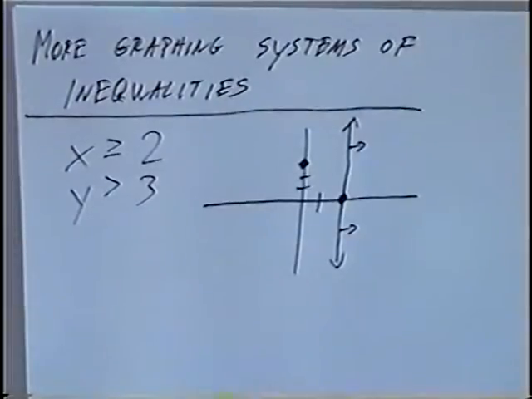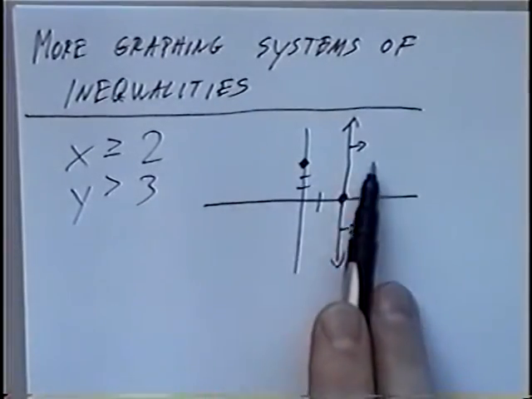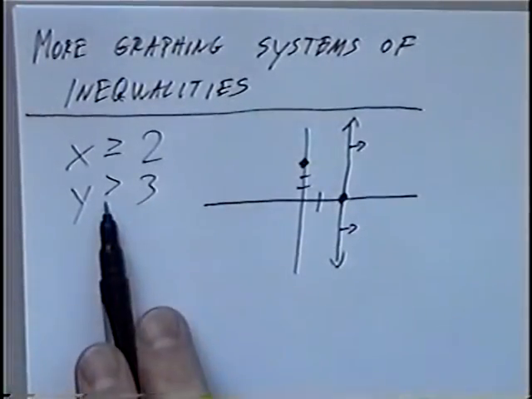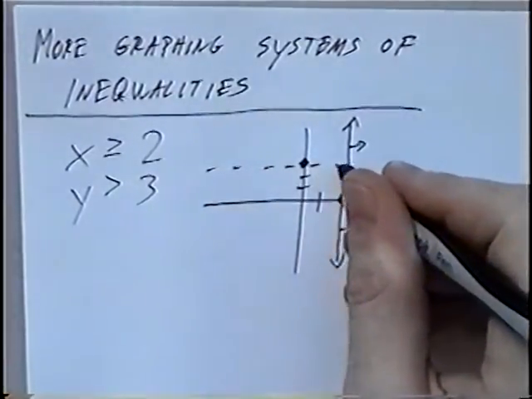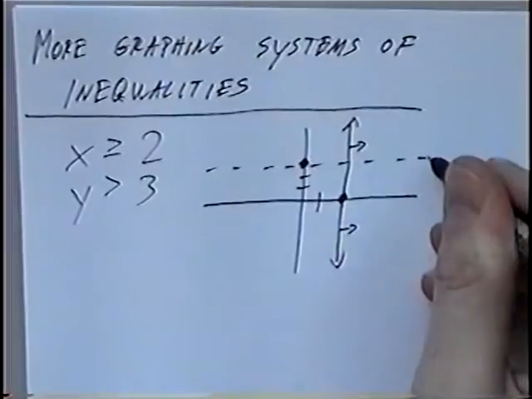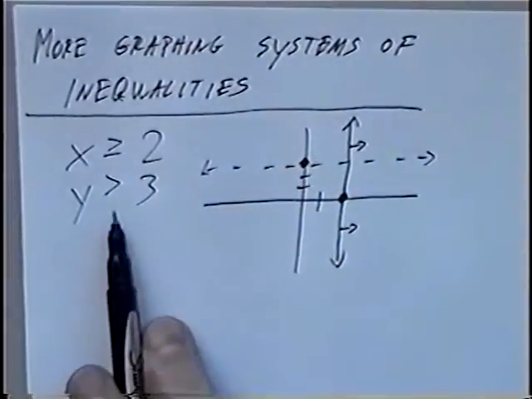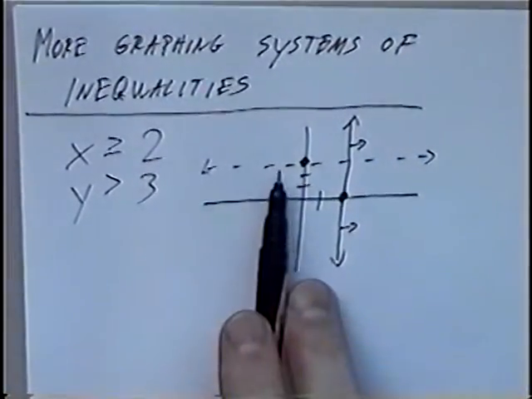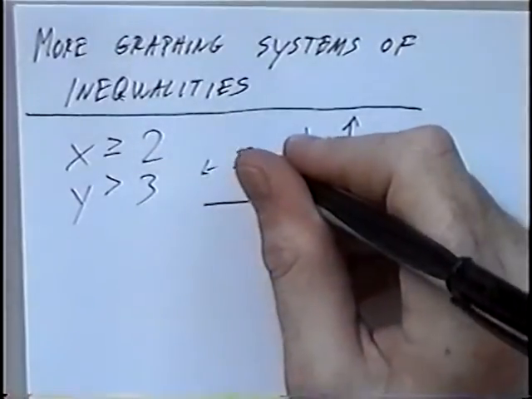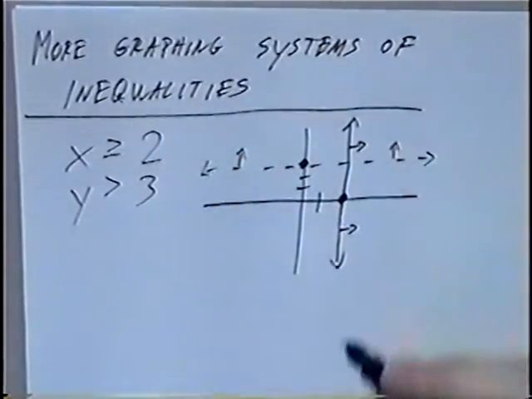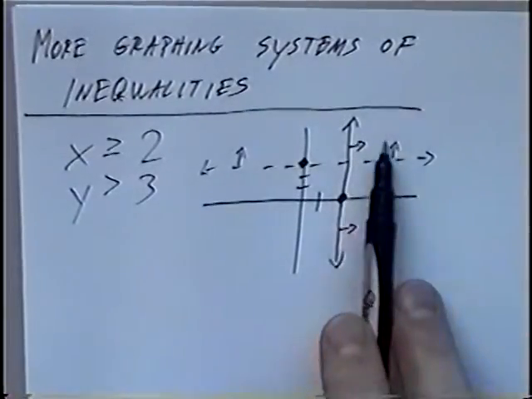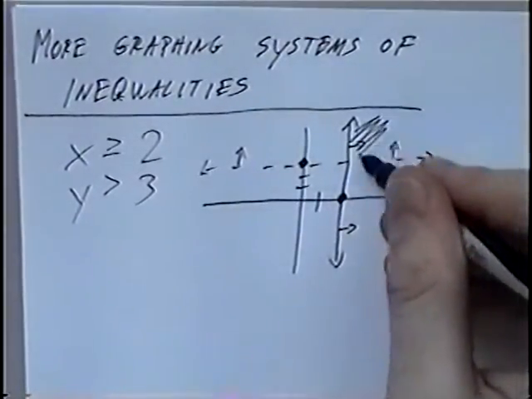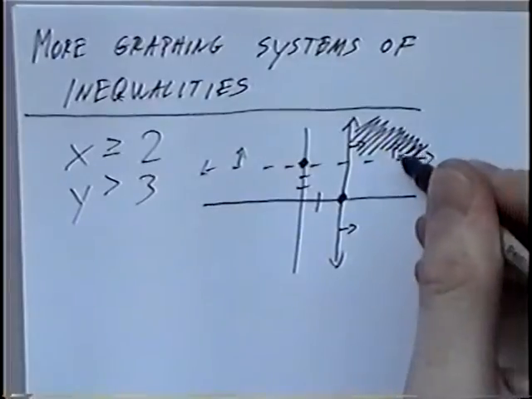And if it was an equation y equals 3, it'd be a horizontal line going across. Since it's greater than 3, it'll be a dashed line going through 3. And y is greater than 3, we're going with the numbers bigger than 3, which would be above this line. The part that would be shaded in common would be the top right hand corner, the common shaded part for the graphs.